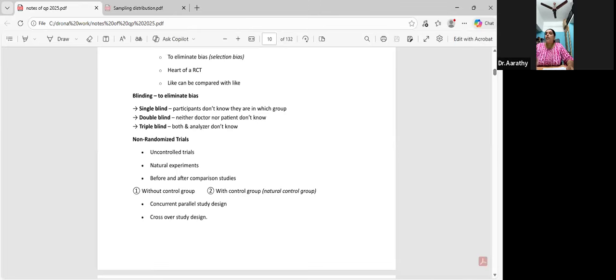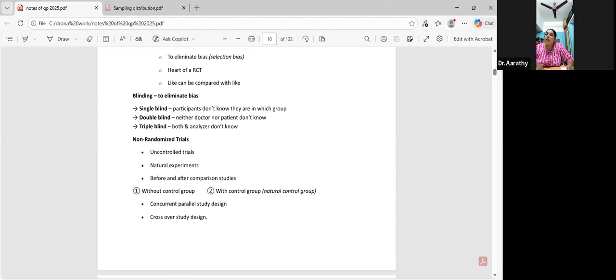Now, coming to non-random. Until now, we were talking about randomized controlled trials. I said experimental studies can be RCTs, and non-randomized trials also can be there, right? Non-randomized trials means uncontrolled trials or natural experiments or before and after comparison studies. Uncontrolled trials means there are no comparison groups. We said in RCTs, there will be a comparator group or a control group. In uncontrolled trials, you won't have a control group. All the participants of your study will receive the one intervention you're giving, or the intervention which you are supposed to study is being given to all the participants of the study. That is called uncontrolled trials. There is no control group. Now, natural experiment.